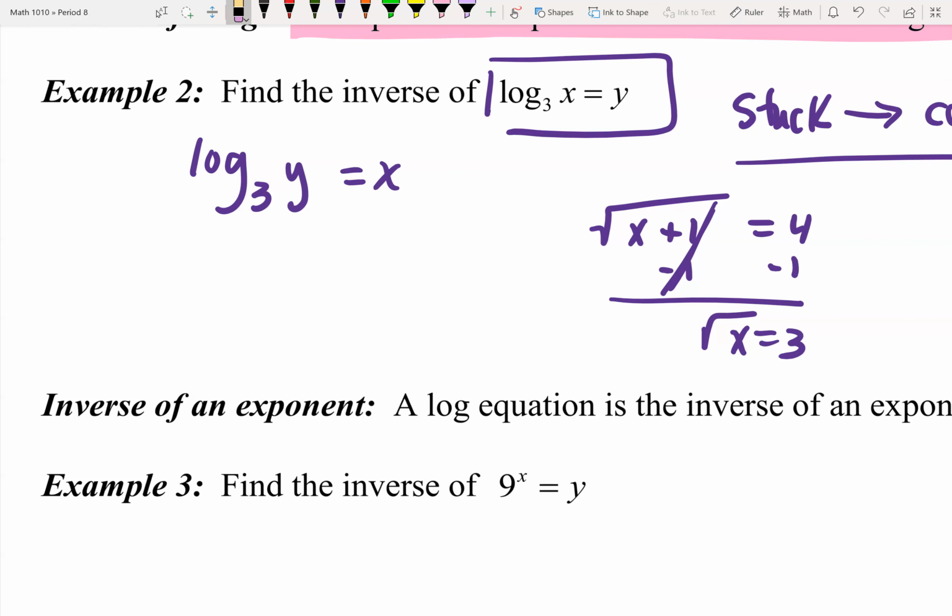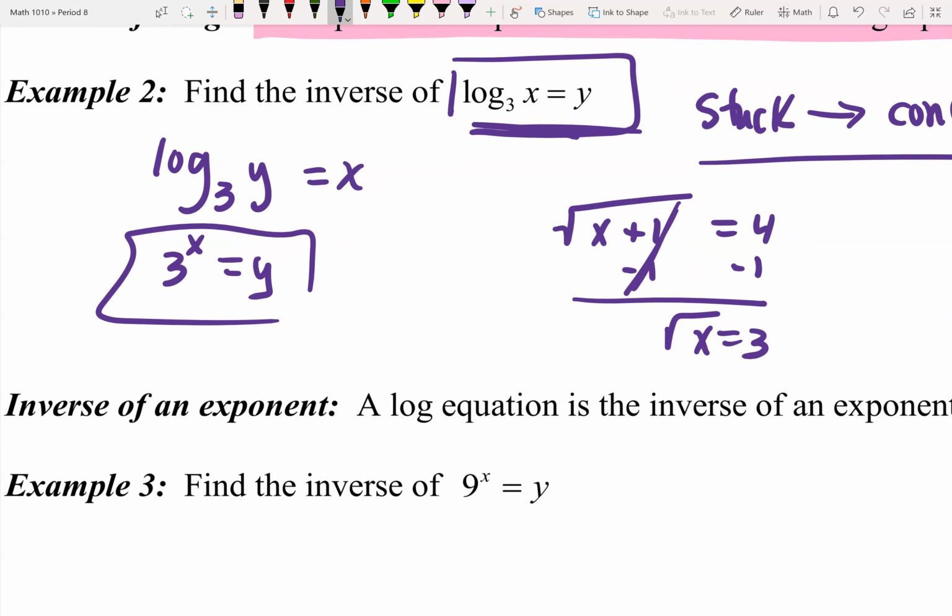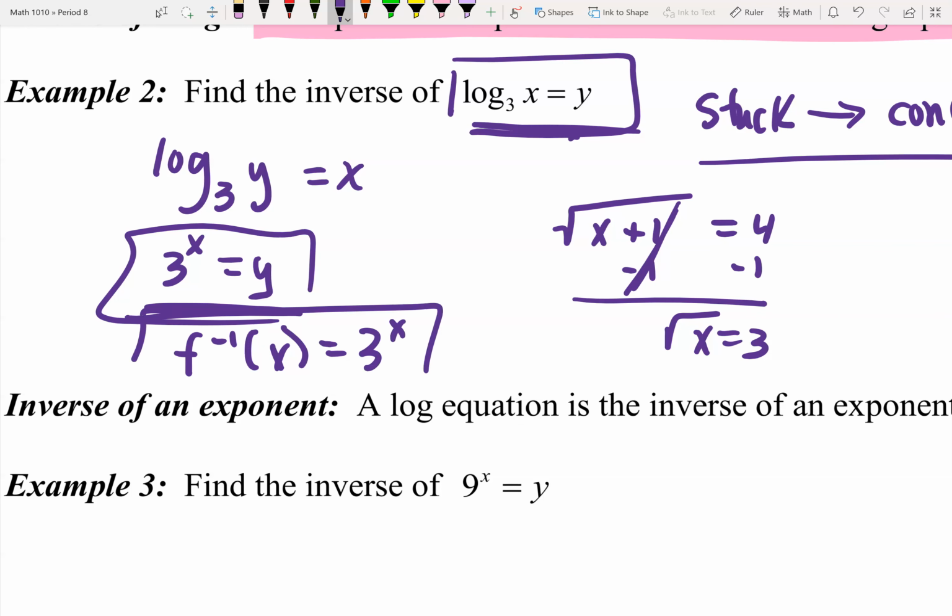You convert it. So now you go 3 to the other side, which is an x, is equal to y. We're done. Like literally, it's already solved for y. That's your answer. So we started with a log, and our inverse was an exponent. The symbolism for inverse is f to the negative first of x. So write that down. So the inverse is 3 to the x.